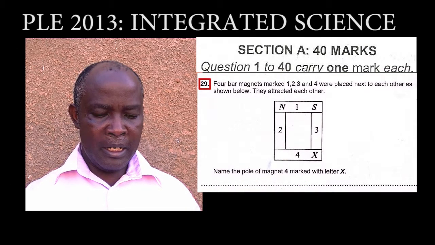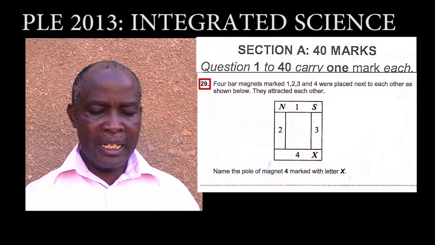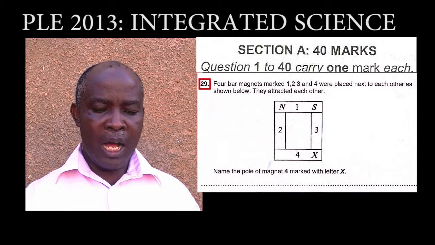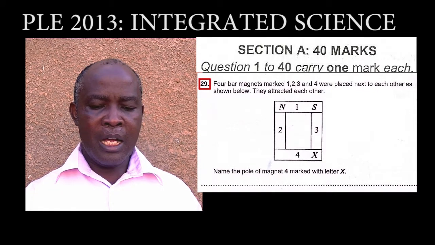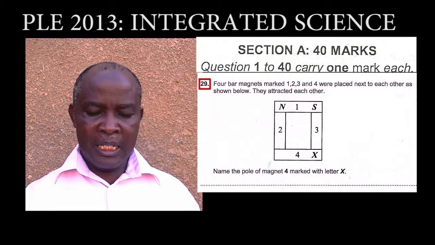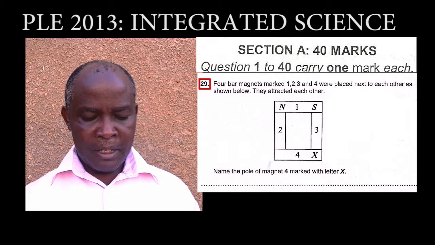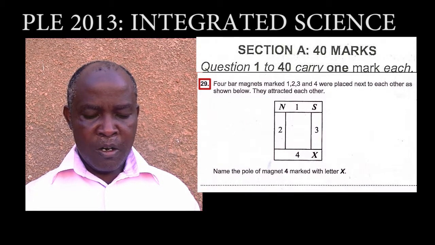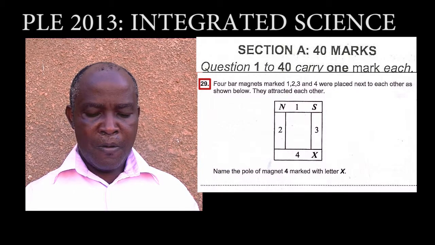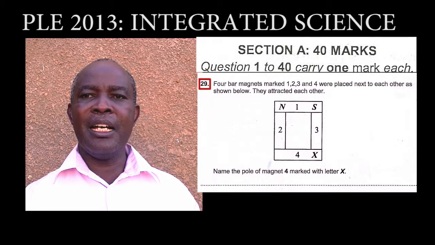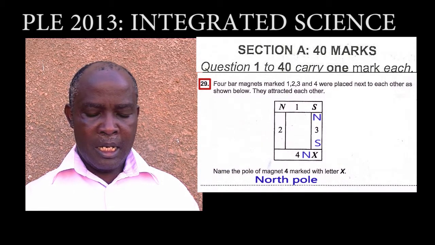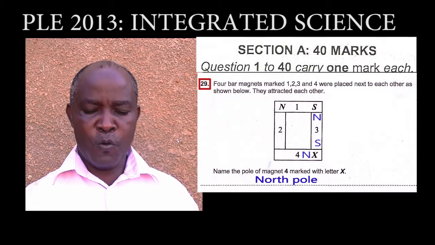Number 29. Four bar magnets marked 1, 2, 3, and 4 are placed next to each other as shown. They attract each other. Name the pole of magnet 4 marked with letter X. That is a north pole.